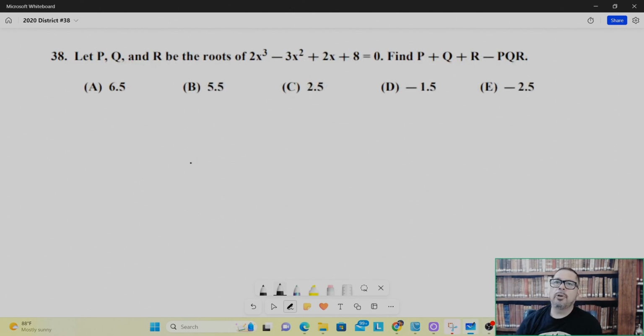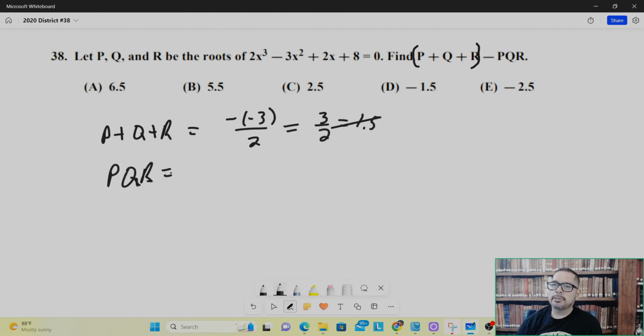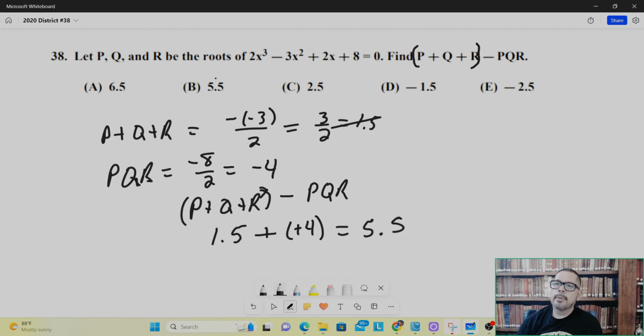Last problem, we go to the year 2020, the district release number 38. Statement says let P, Q, and R be the roots of that cubic. Notice it's a cubic. They basically want you to find the sum of the roots minus the product of the roots. Remember the pattern. Okay, guys, pause your video and start working on it. And so your answer is B, 5.5.